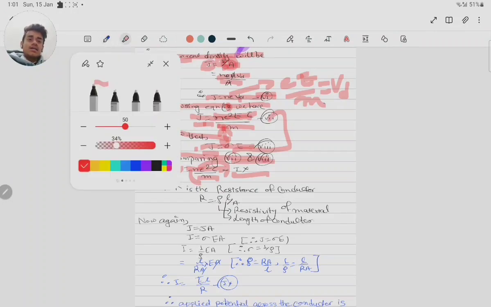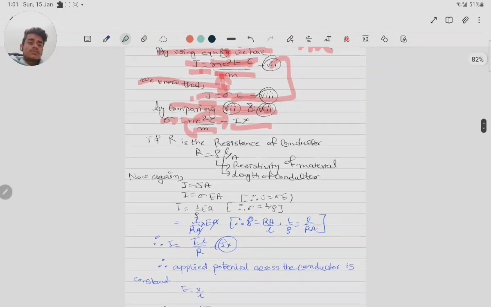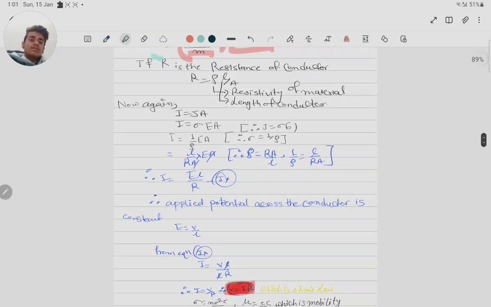Another portion of this topic is the resistance. If R is the resistance of the conductor, then R equal to rho l upon A, where rho is the resistivity of the material, l is the length of the conductor, and A is the area. Again, I equal to JA, where J is the current density and A is the area. J is equal to sigma E, so the equation becomes I equal to sigma E A.